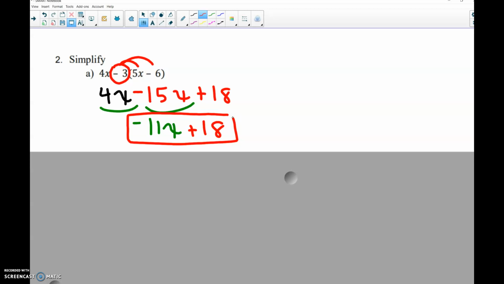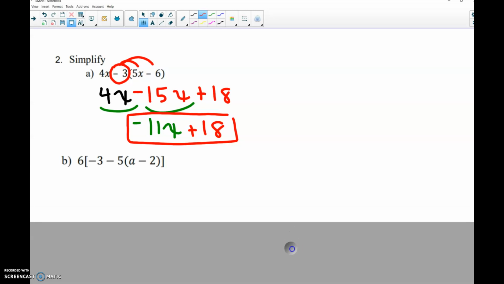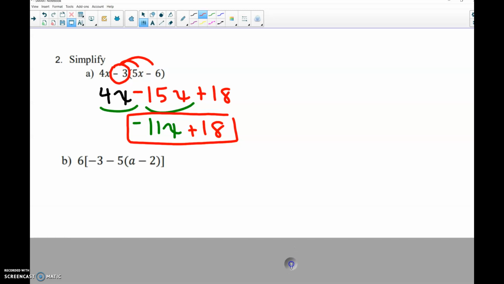We don't know what x is. X represents a lot of different things. So we keep x in our simplified answer. All right, part B. Go ahead and take a minute and simplify that one.